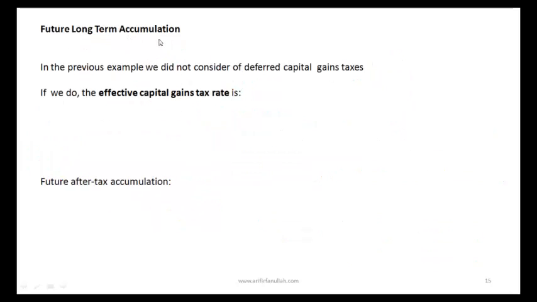Future long-term accumulation. In the previous example, we did not consider deferred capital gains taxes. If we do, then what we get is called the effective capital gains tax rate, and that is given by this expression, which is perhaps one of the hardest so far, this and the following one. I think the best thing to do is memorize it. There is a footnote that says that you can look at so-and-so paper to get a detailed explanation. I doubt anybody will go look for that, but here is what you need to memorize.